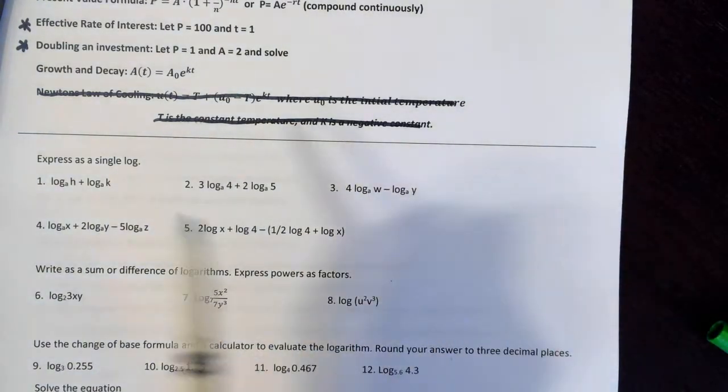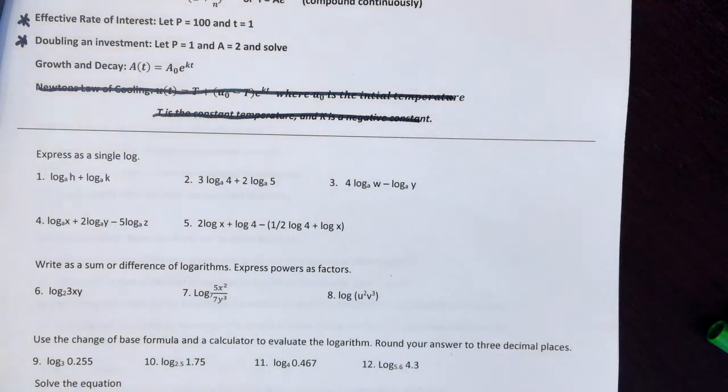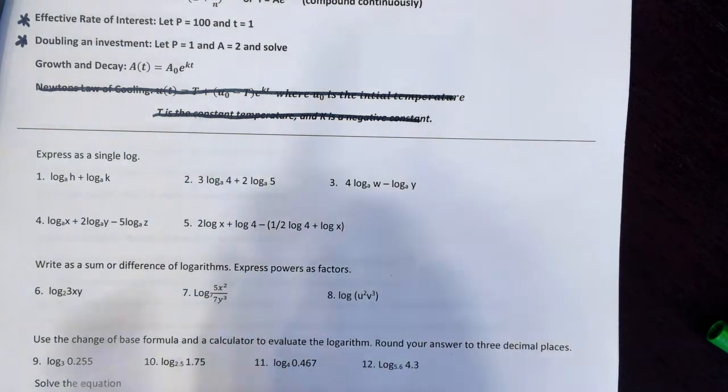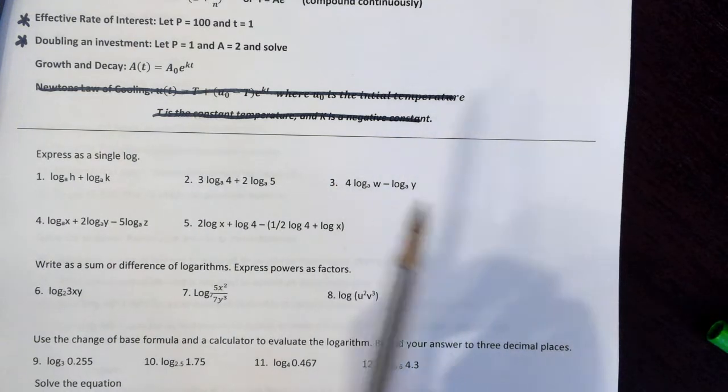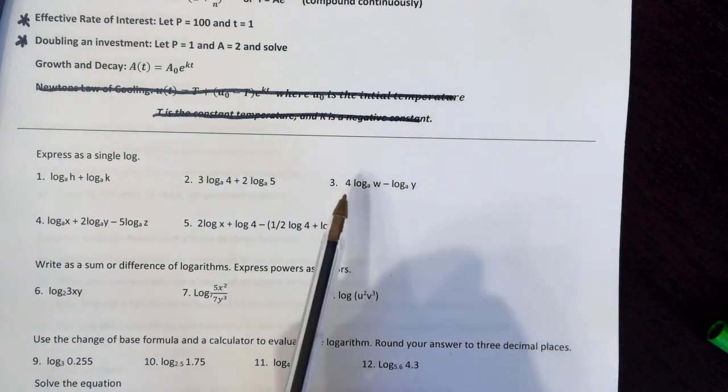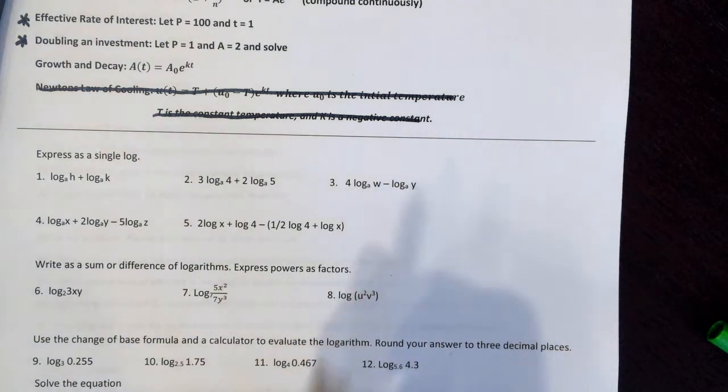So the first 5 problems say express as a single log. So we're going to remember a few rules, and one of them is anytime you're adding, we can rewrite it as multiplication. And anytime we're subtracting, we can write it as division. And anytime you're multiplying by a number out front, you can make it a power.